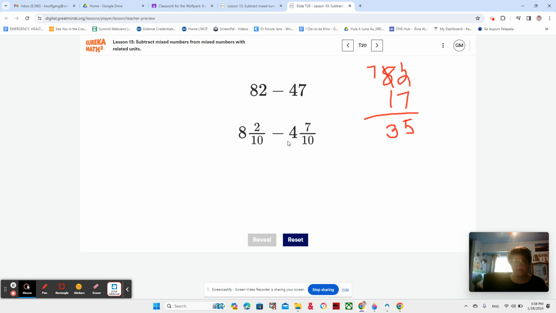8 and 2/10 minus 4 and 7/10. What are we going to do about that? We can subtract the 4 from the 8, but can we subtract 7/10 from 2/10? Would it help you to look at it vertically as well? 8 and 2/10, very similar to 82, minus 4 and 7/10.